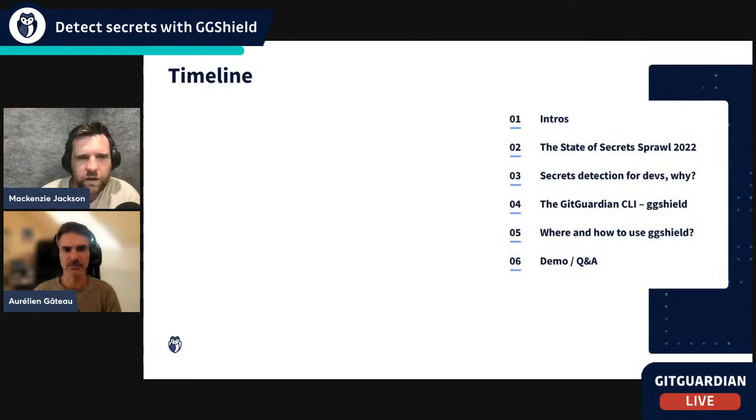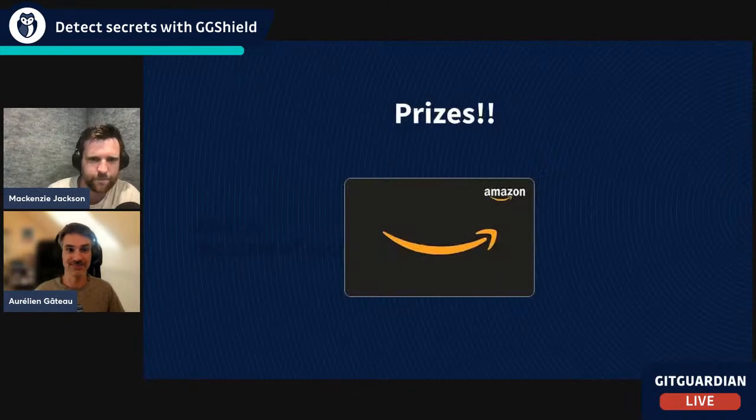So just what we're going to go through today is we're going to look quickly at the State of Secrets Sprawl report, just to refresh everyone's mind about why secrets are important. People are probably sick of hearing this if you've been to webinars before. We're going to be talking about where secrets detection is, why developers should worry about secrets detection. We're going to be looking at ggshield. We're going to look at how to use ggshield, and then we're going to be doing some demos, and we're going to be doing some Q&As. So Oleon is one of the main contributors to ggshield. So if you have any questions, actually now is the time to ask the expert directly.